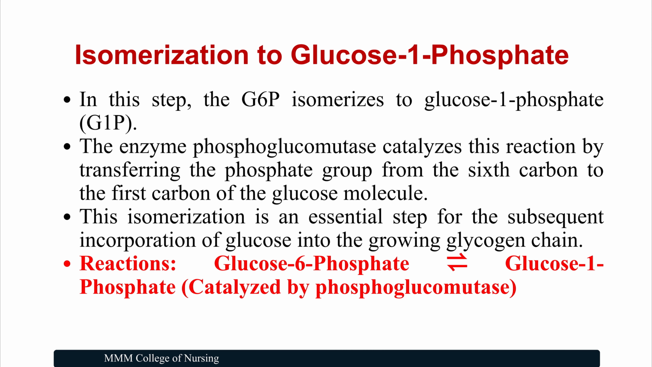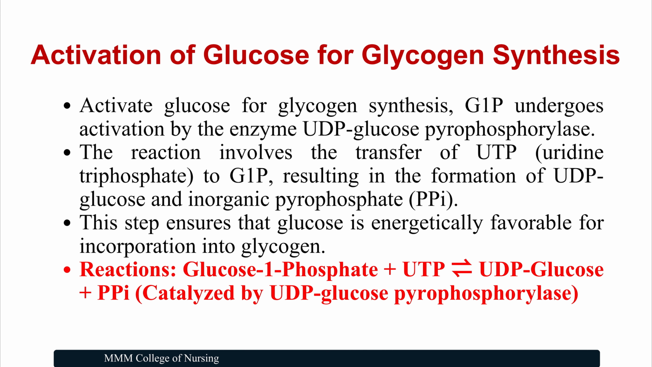And why does this matter? Because glucose 1-phosphate is the correct form needed for the very next step, activation by UDP. UDP means uridine diphosphate. So what is happening in this step is glucose 6-phosphate becomes glucose 1-phosphate with an enzyme called phosphoglucomutase. Step 4 is the activation of glucose, where glucose 1-phosphate is converted into UDP glucose.